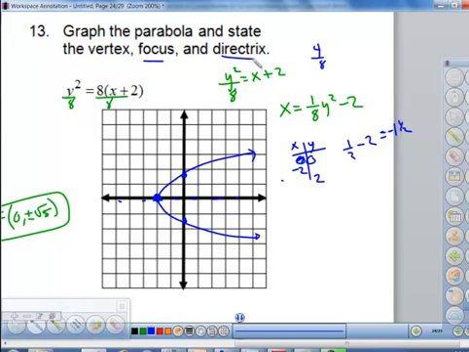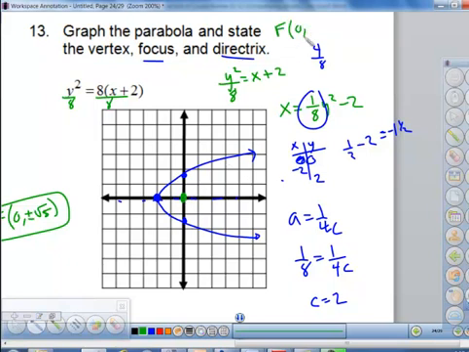Now focus and directrix. So what we're going to do is take this guy, this is our A term, and use the formula A equals 1 over 4C. So A is 1/8. So what is our distance to our focus? Good, 2. You guys are awesome. So from here, I'm just going to go up 2. So 1, 2. That's where my focus is. So the focus is the ordered pair 0, 0.